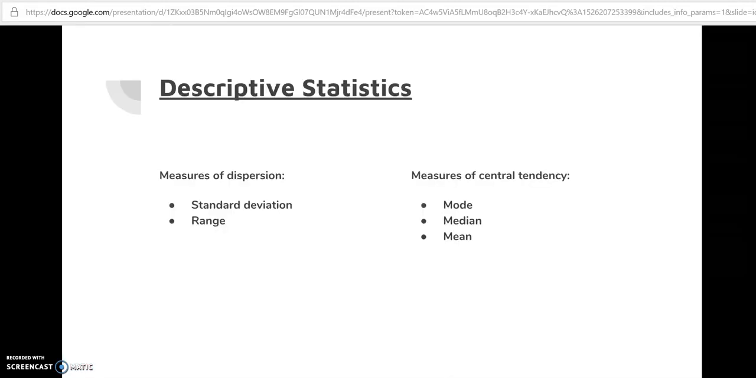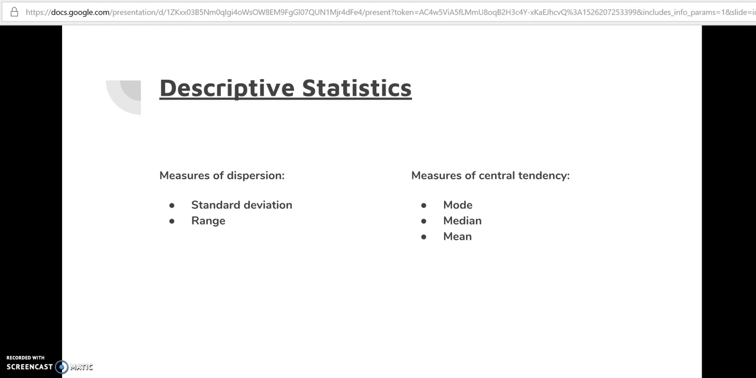Firstly, descriptive statistics can be split into two parts, which are measures of dispersion and measures of central tendency. Each terminology can be broken down further, such as the measures of dispersion can be found by using standard deviation and the range, whereas measures of central tendency can be found by doing the mean, median and mode. Using a quick definition to show you what the measurements mean.